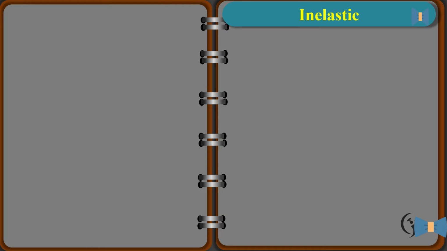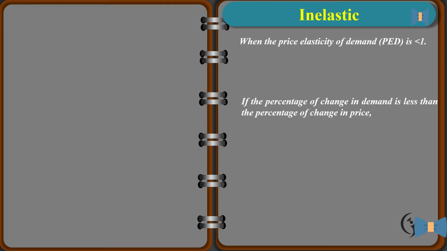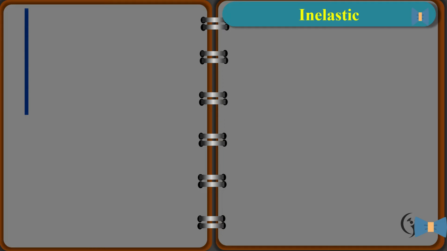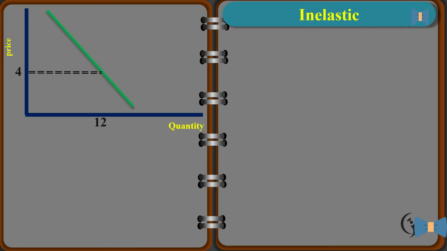The other is the inelastic demand curve. When the price elasticity of demand is less than 1, the percentage change in demand is less than the percentage change in price. For example, this demand curve. Here the initial price was 4, and the corresponding quantity demanded is 12. The price is increased from 4 to 5. The quantity decreased from 12 to 10.